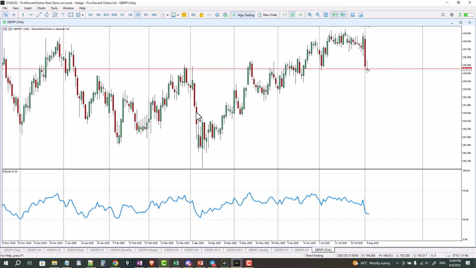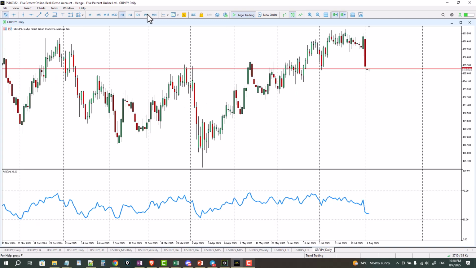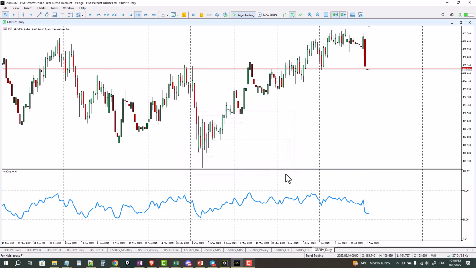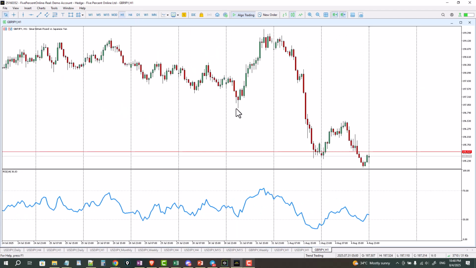Again, because I selected it to be only displayed on the daily time frame, you can see it's only being displayed on the daily time frame. When we go to any other lower time frame or higher time frame, it's not going to show the RSI. But that's not what we want to do. So we just go back to visualization, click on all time frames, and then we're just going to click OK. And here you can see now the RSI is being displayed on all time frames.